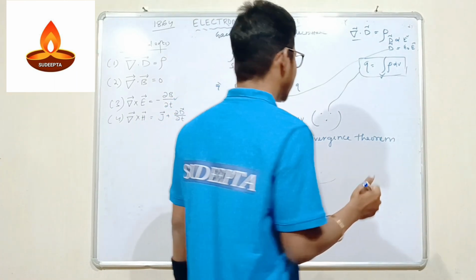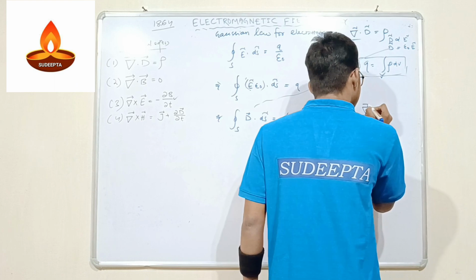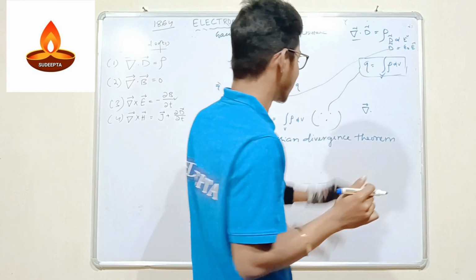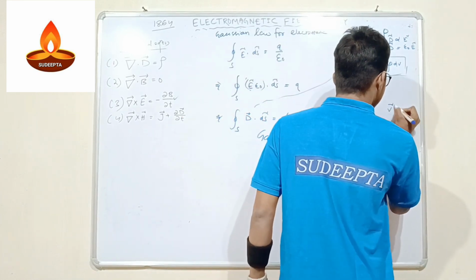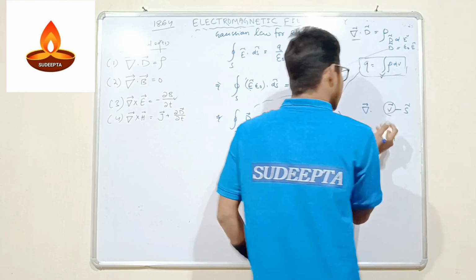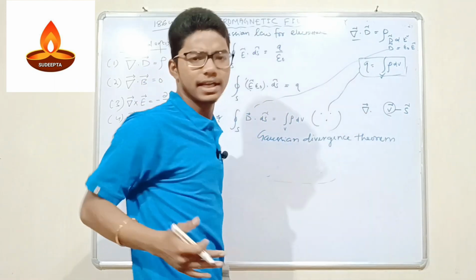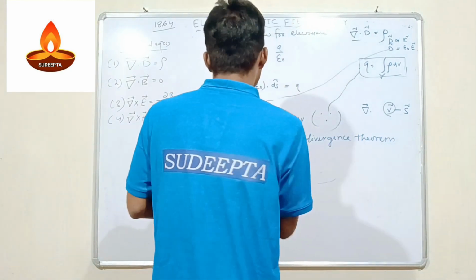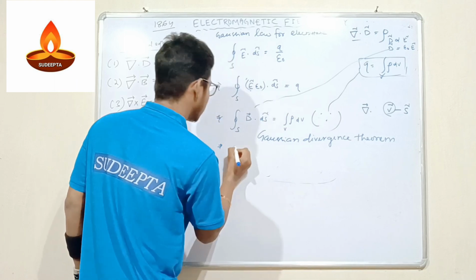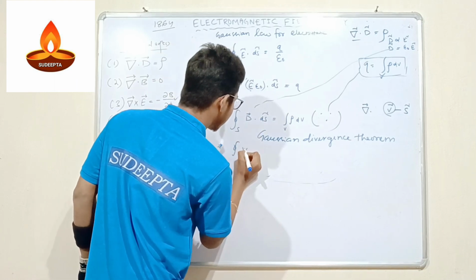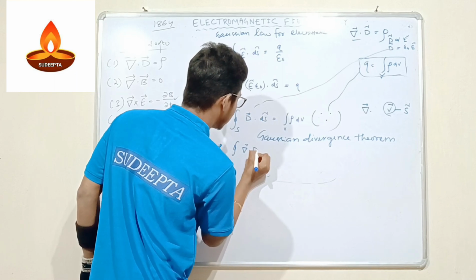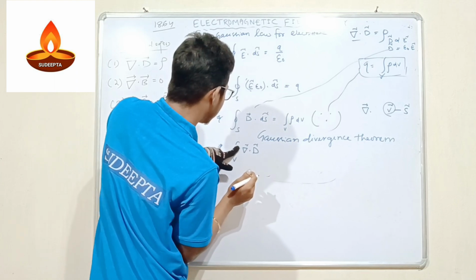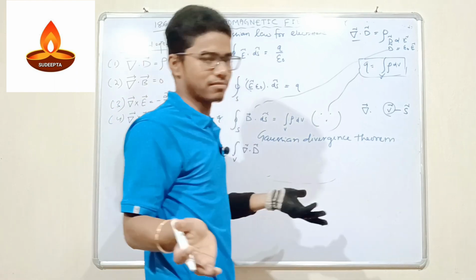Do you know it or not? When going from volume to surface, the divergence symbol vanishes. But when going from surface into volume, it comes again. That means in the case of the volume integral, it is converted into divergence of D, and the closed symbol vanishes because volume is already closed.